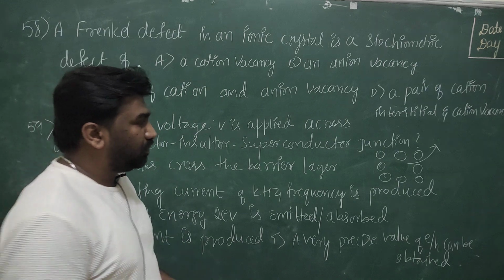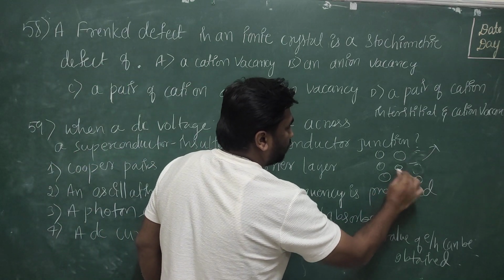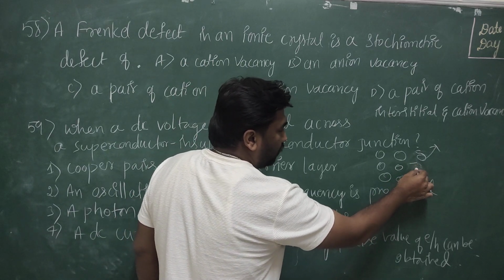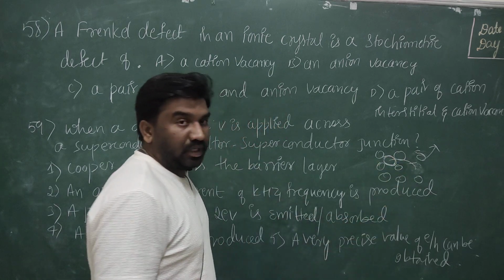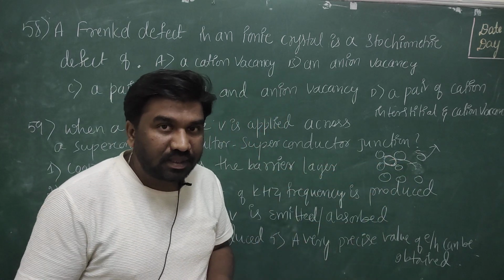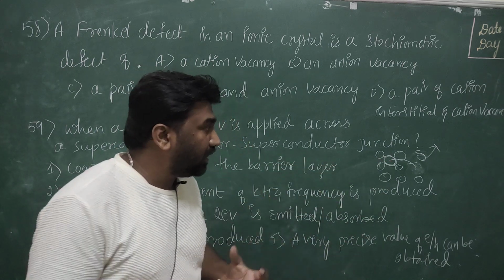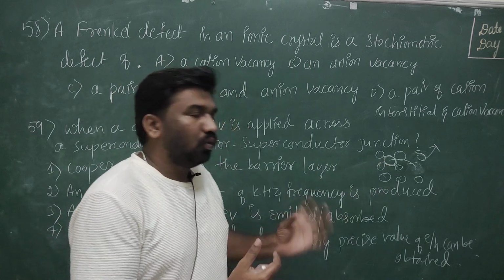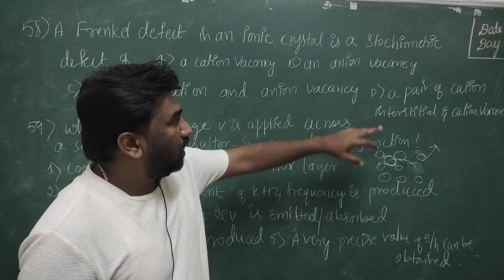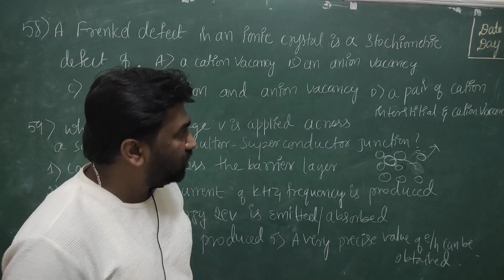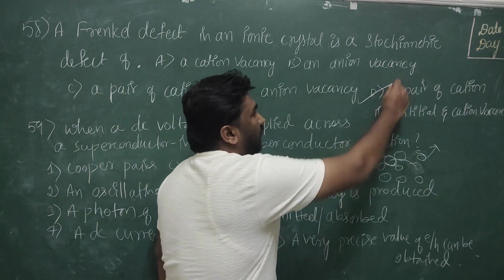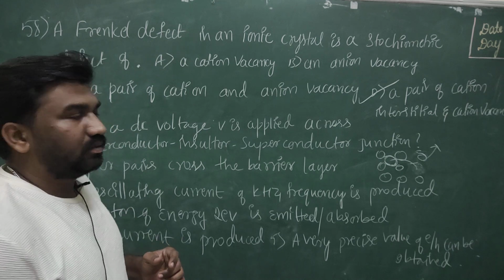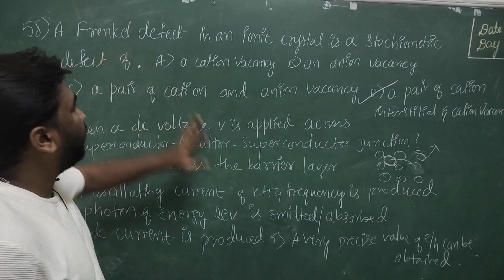And Frenkel defect means this is the lattice position and this atom moves to this position. This is not actually a position of the lattice, but in this position an extra point is created, so a pair of cation interstitial and cation vacancy is developed. So option B is correct. A pair of cation interstitial and vacancy, if they mention it like that, that is the Frenkel defect.